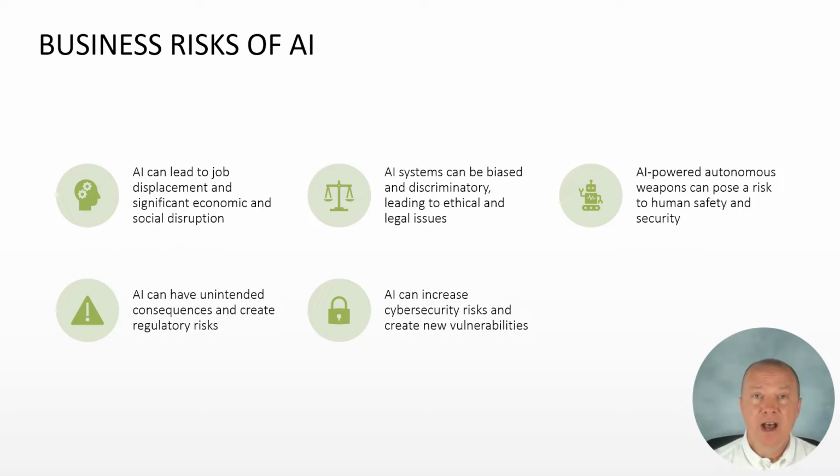We need to recognize that AI could potentially lead to job displacement and significant economic and social disruption. That would be a risk. AI can also have unintended consequences, creating potential regulatory risks for privacy breach and so on. AI systems can be biased and discriminatory since they learn from humans. This could also lead to ethical and legal issues as well. AI can also potentially increase cybersecurity risks because AI can be used to make attacks smarter and more effective. We also recognize that AI itself could be compromised, and that could become a negative impact as well. So AI itself has vulnerabilities that need to be protected. And then finally, we recognize that AI-powered autonomous weapons could pose a risk to human safety and security as well.